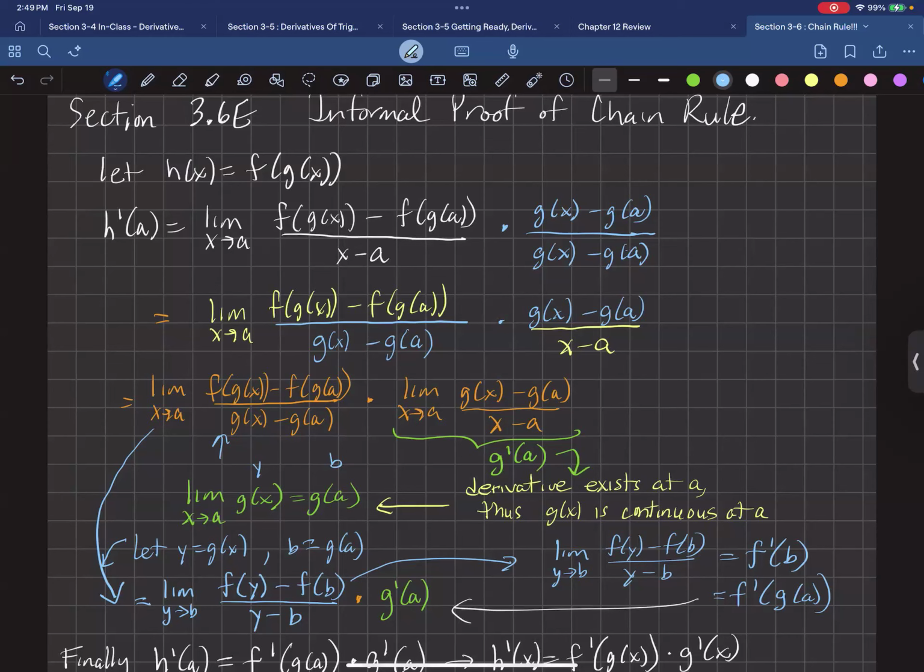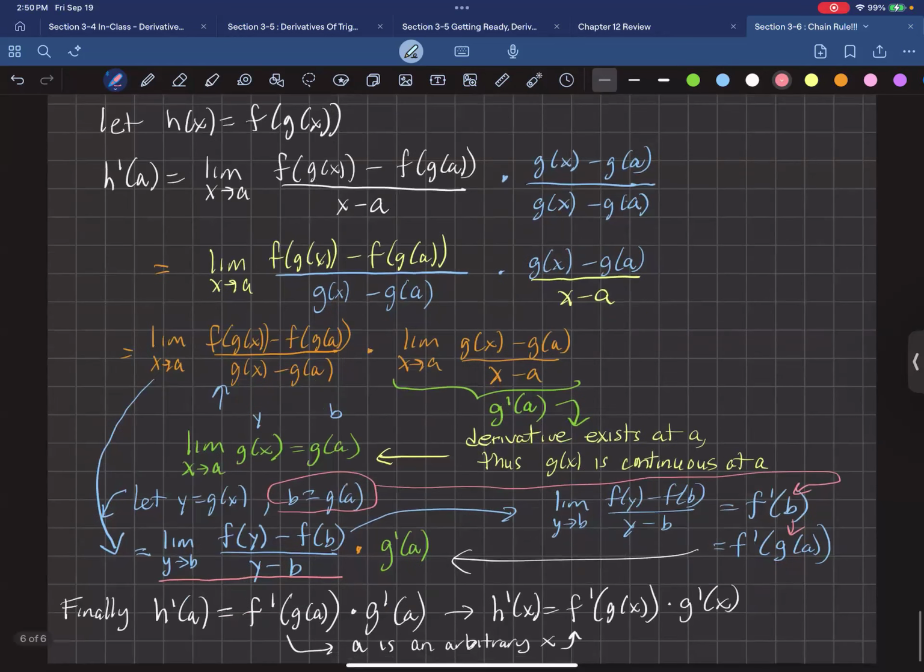Now, the limit as y goes to b of f of y minus f of b over y minus b, that is the definition of f prime of b. But b was g of a, so we're going to stick that in there and we get f prime of g of a. So this whole part right here is f prime of g of a. So finally, we've got h prime of a equals f prime of g of a times g prime of a.